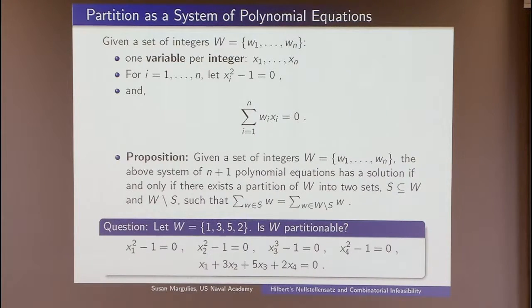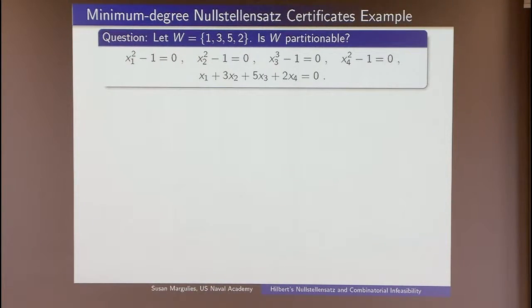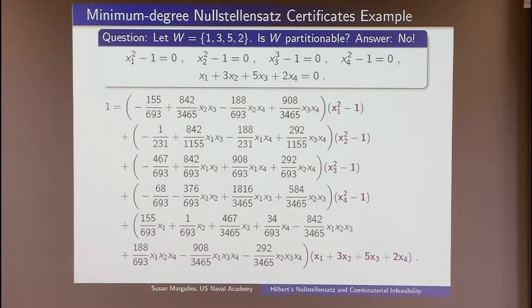So with a quick inspection, we can convince ourselves that this is indeed not partitionable, just a quick inspection. So we expect this to be infeasible. We expect a Hilbert's Nullstellensatz certificate to exist. So off we go, looking for it. And there it is. Just a nice, healthy disaster with much more complicated numbers.